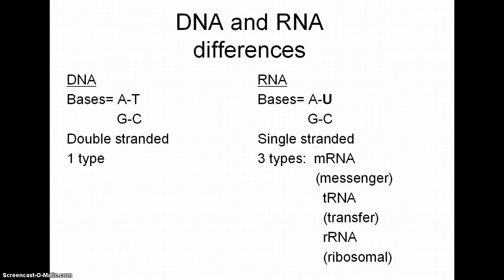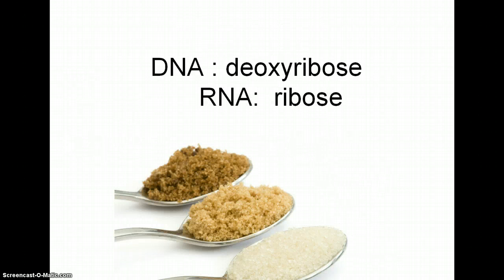Second, DNA exists as a twisted double strand, but RNA is single-stranded. Lastly, there is only one type of DNA, but there are three types of RNA: mRNA, or messenger RNA, tRNA, or transfer RNA, and rRNA, or ribosomal RNA, which are actually the ribosomes. By the way, DNA is named after the sugar in its nucleotides, deoxyribose. RNA is named after its sugar, which is ribose.